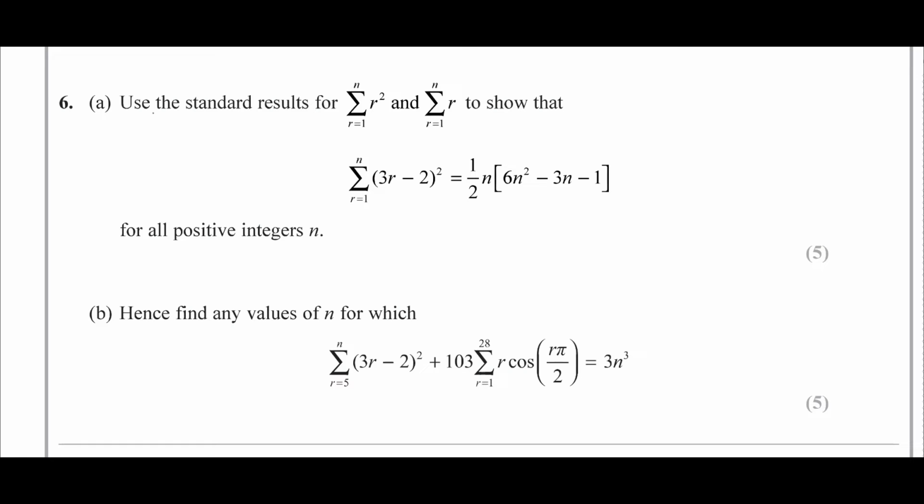Question number 6. Part A. We have to use the standard results for the sum from r equals 1 to n of r squared and the sum from r equals 1 to n of r to show that the sum from r equals 1 to n of (3r minus 2) all squared is equal to half n lots of (6n squared minus 3n minus 1) for all positive integers n.